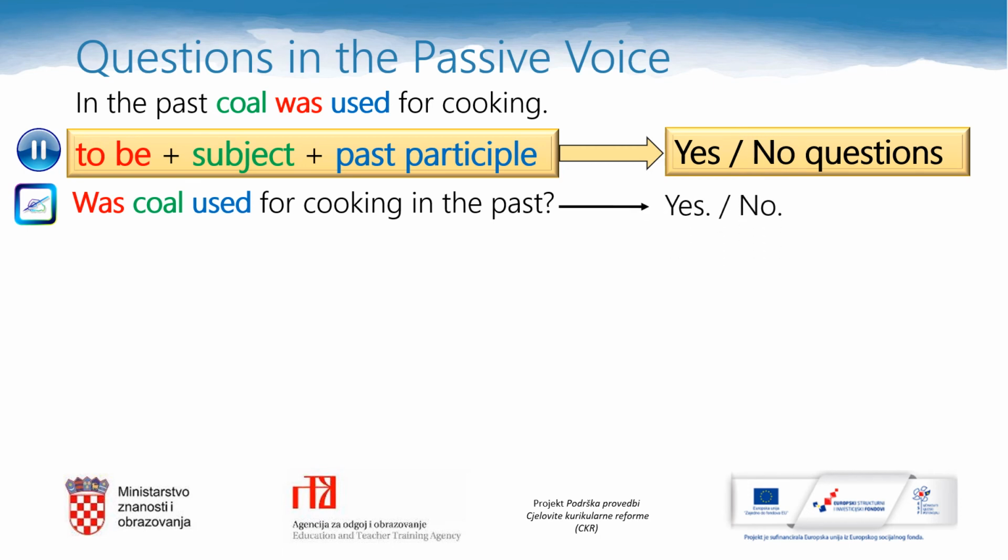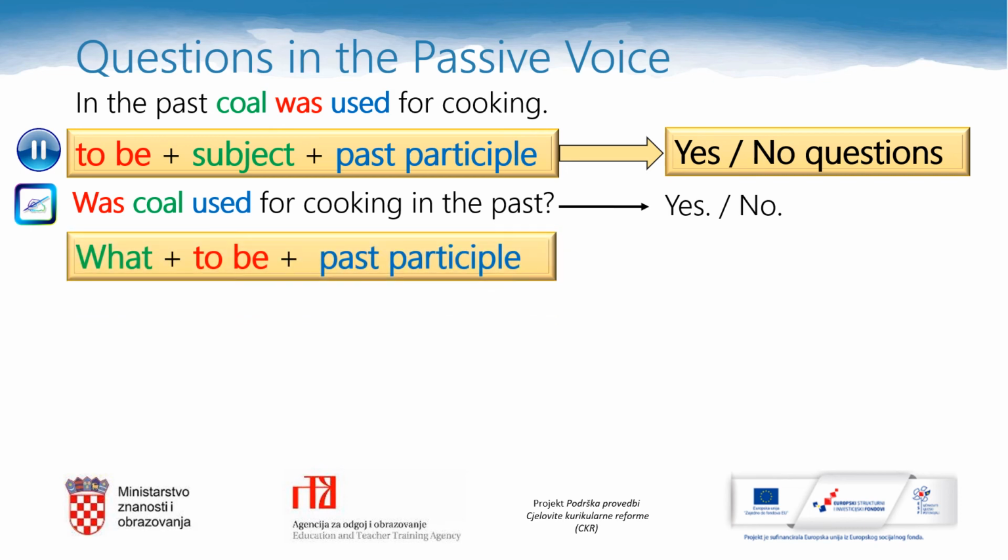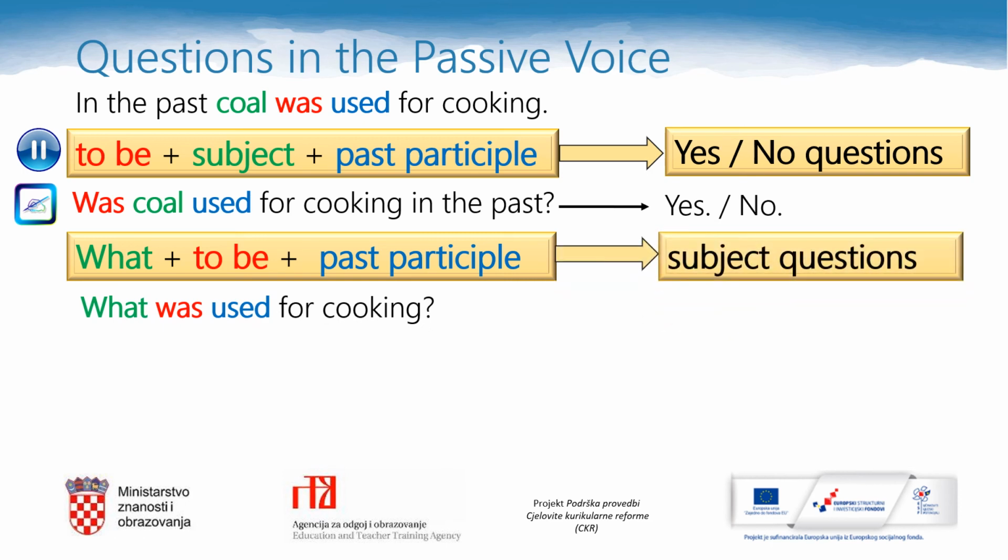We can also put the question word what at the beginning of our question, and in that case the word order is what plus the verb to be plus past participle. So the question is, what was used for cooking? Such questions are called subject questions because the answer to this question is coal and it is the subject of the sentence. How do we know it? If we replace the question word what with the word coal, we can see that it is actually the subject of the sentence. Coal was used for cooking.